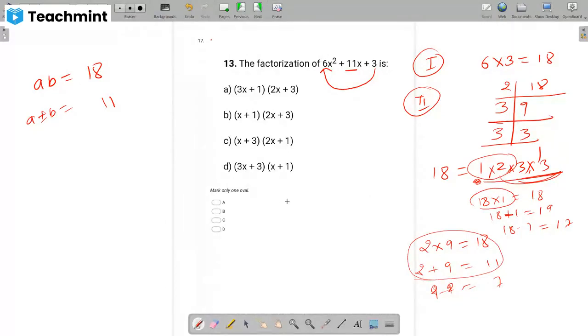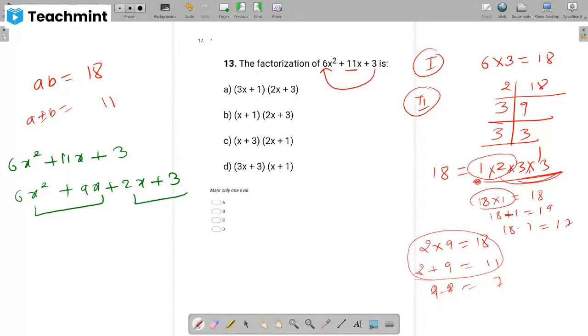So the numbers are 2 and 9. So this expression, this 6x square plus 11x plus 3, we can write this middle term as 9x plus 2x. If you want, you can also write 2x plus 9x. It doesn't make any difference.